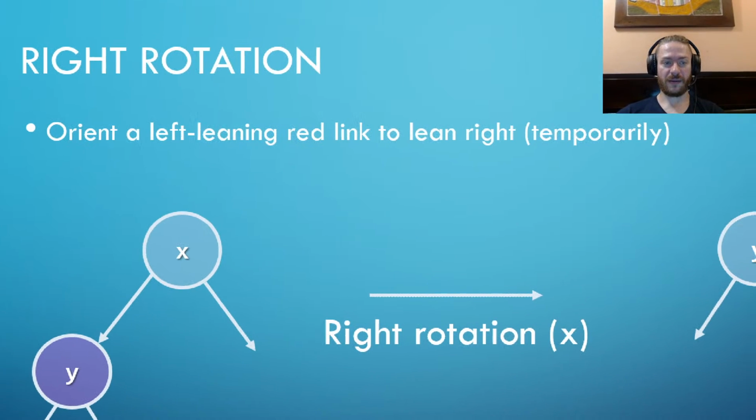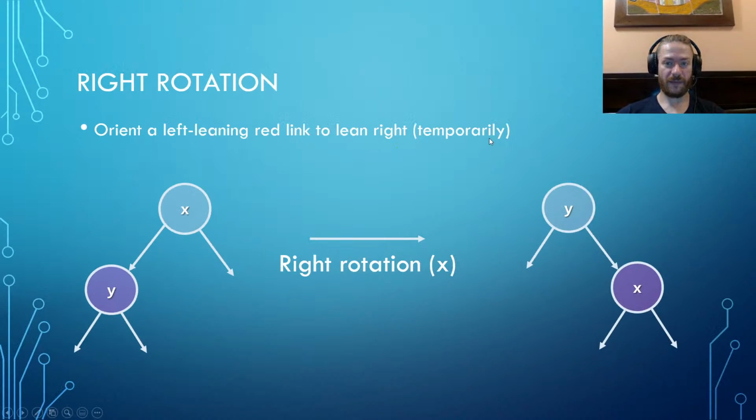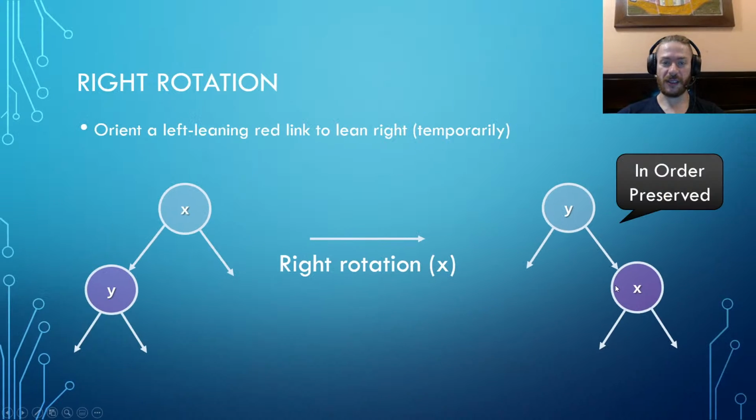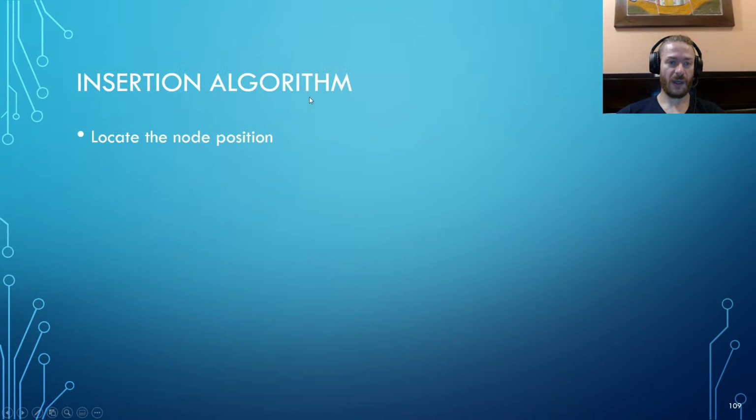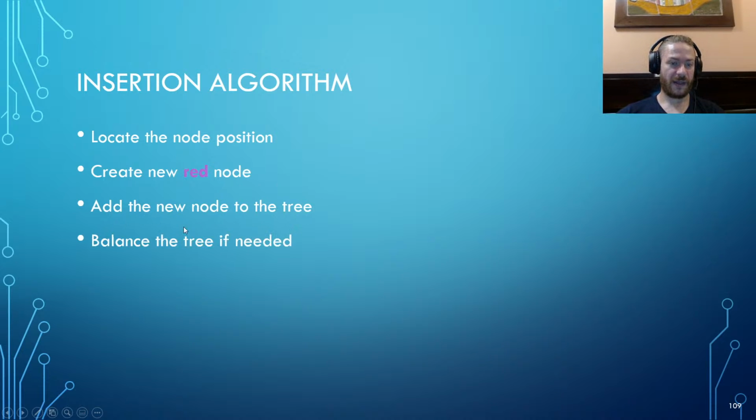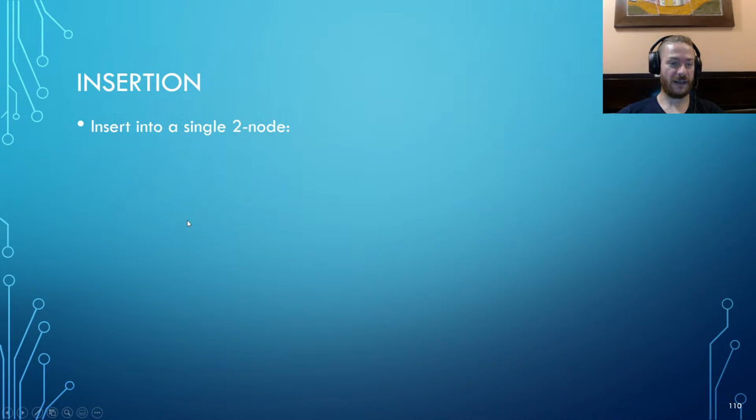So, the red link now leans right, but this is temporary. We'll see in a minute. How to insert something in a red-black tree. We need to locate the node position. We create a new red node, add the new node to the tree, then balance the tree if needed. How to balance? Well, now we're going to see it.